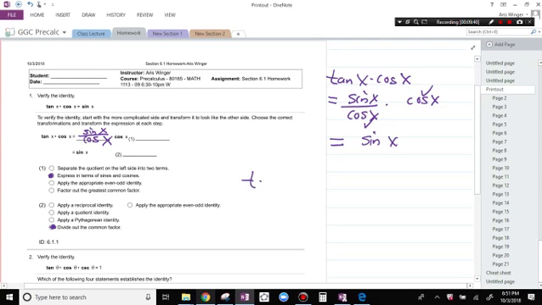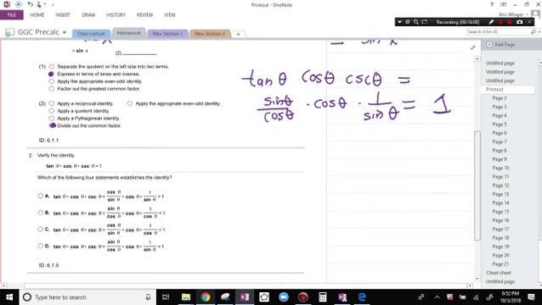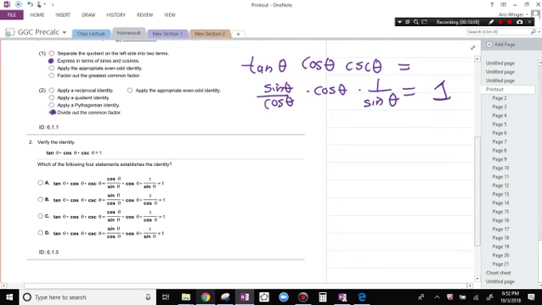What a mathematician would want to see is this, that you start on the more complicated side. It's harder to start with 1 and work to the right. This is equal to sine over cosine times cosine times 1 over sine. Right? That's using tangent identities and reciprocal identities. And then we'll divide everything out, and that leaves us with 1. I think they provide us with the choices, with just moving from left to right. Which one gives the proof?